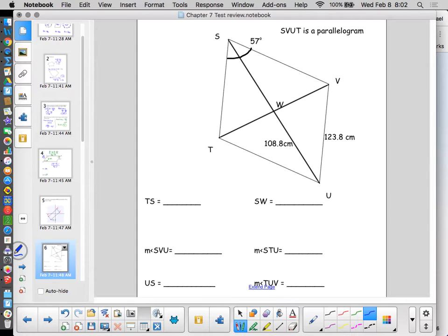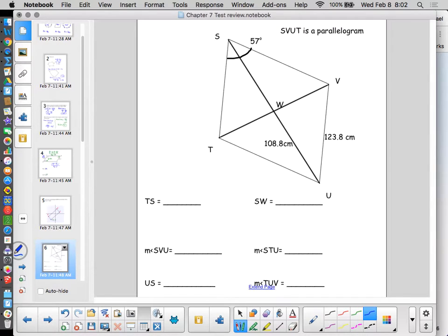Can I assume that this is a right angle right here? Angle W, is that a right angle? Nope, not in a parallelogram, only if it's a rhombus. Okay? So we have to be very, very, very careful in what our assumptions are as we're working on this. All right, so what do we know?